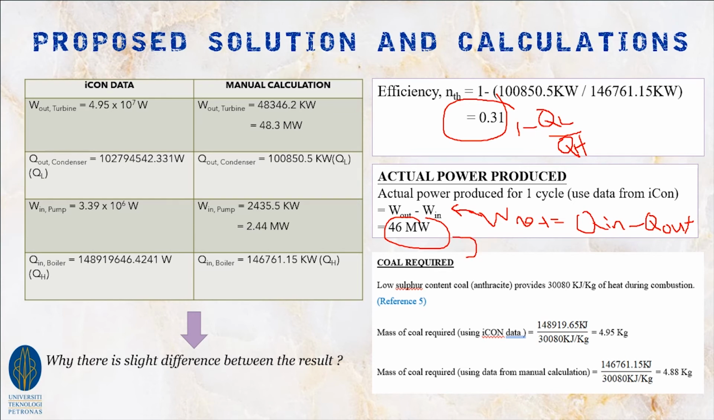Moving on to the coal required to produce 46 megawatt. Since we are using low sulfur content coal and it provides 30,080 kilojoule per kilogram of heat during combustion, by using the formula QL over Q, where QL is the one that we got from the data and Q is this value over here, we saw that the mass of coal required using the ICON data is 4.95 kilogram, and the mass of coal required using the data from manual calculation is 4.88 kilogram.